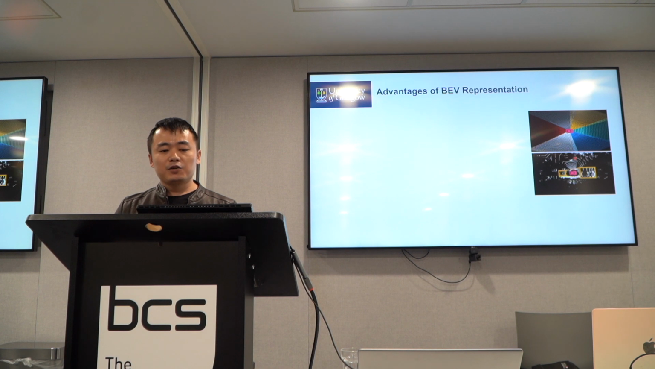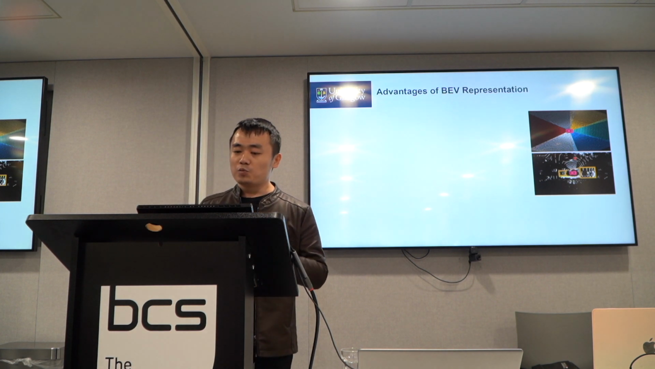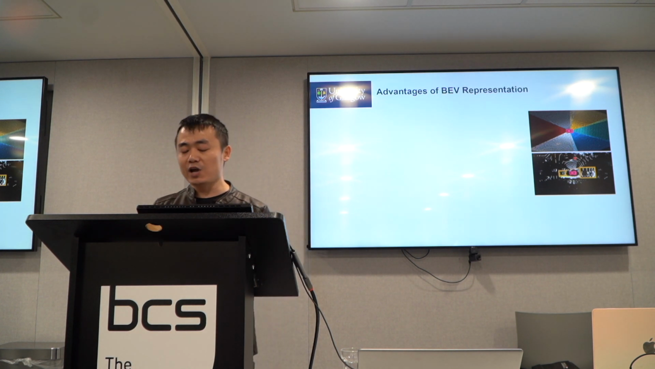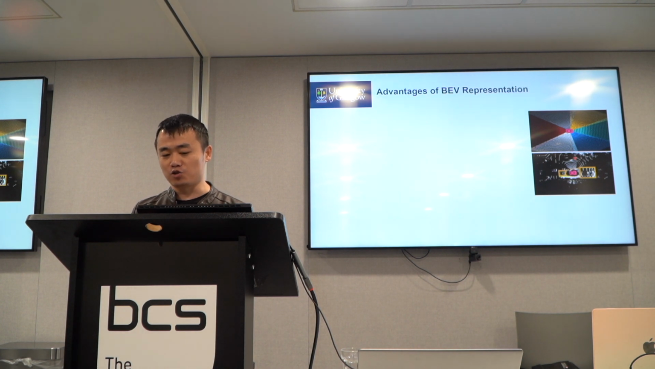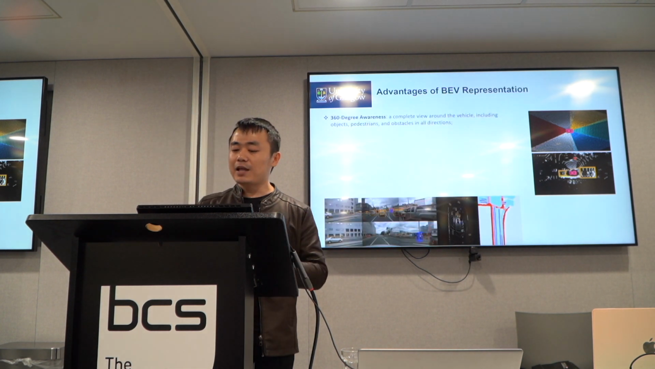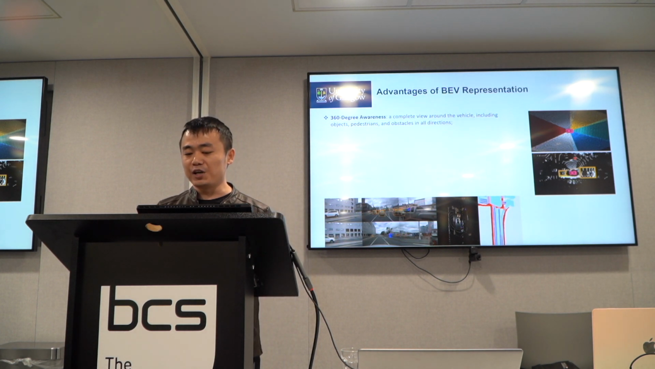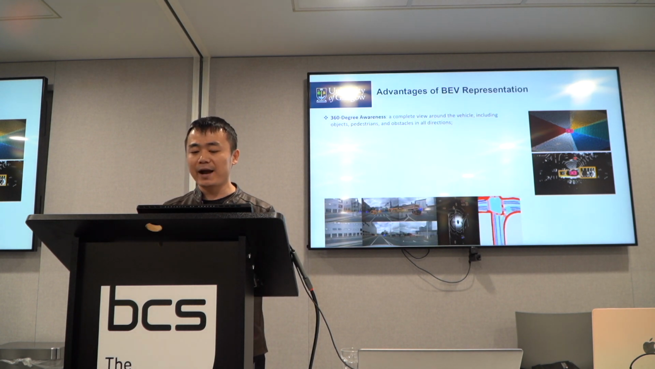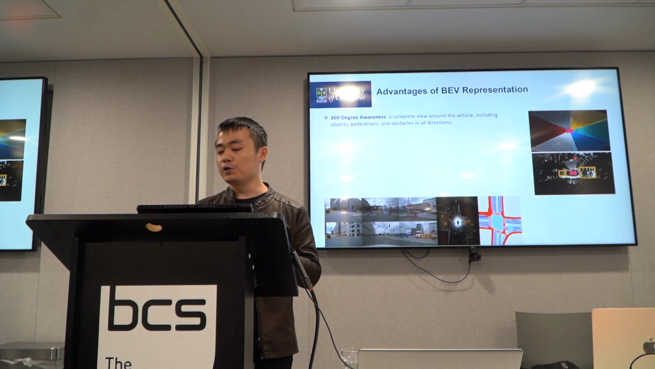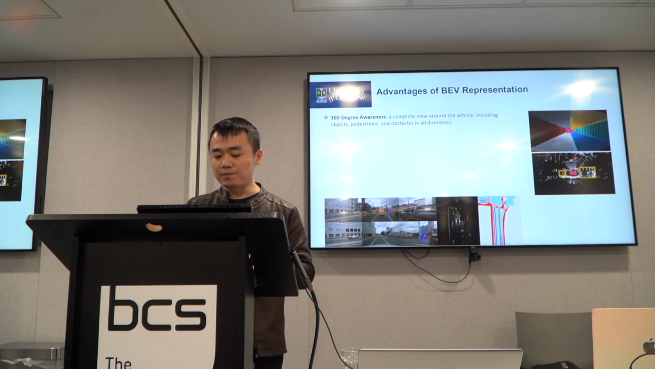For this kind of BEV representation, you may wonder why we need it. The BEV representation is particularly advantageous for autonomous driving due to its ability to provide a comprehensive top-down view of the vehicle's surroundings. Here are some advantages.